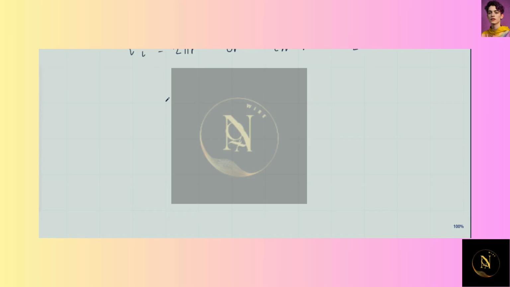So from here, if we solve for r, the radius of the orbit, r is equal to the cube root of G times M, the mass of Earth, times tau squared, the square of its period, over 4 pi squared.